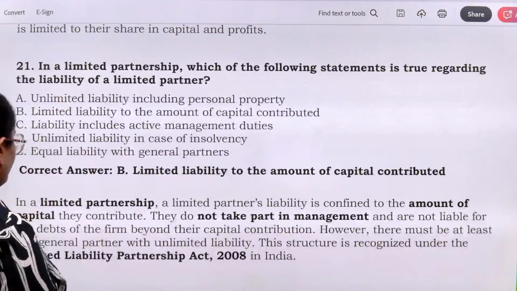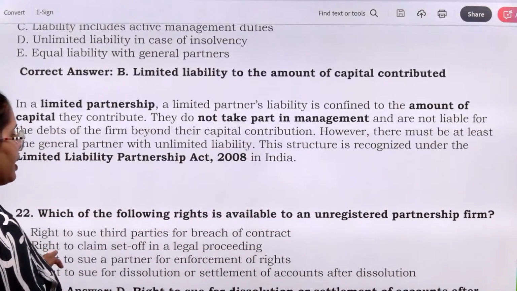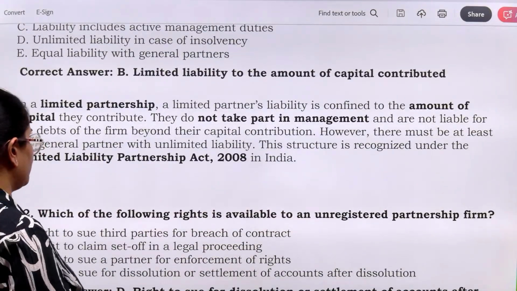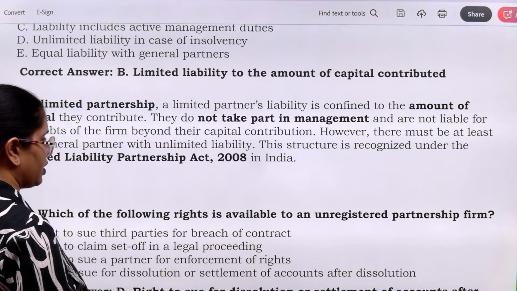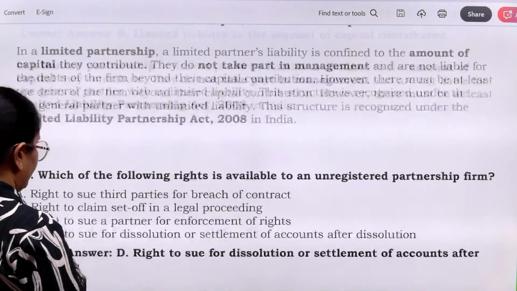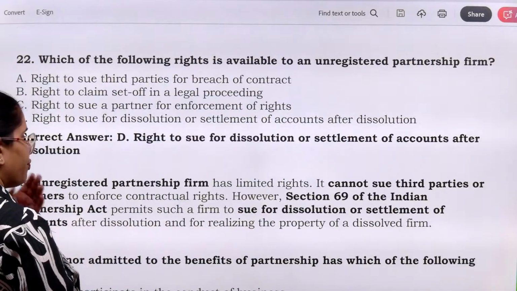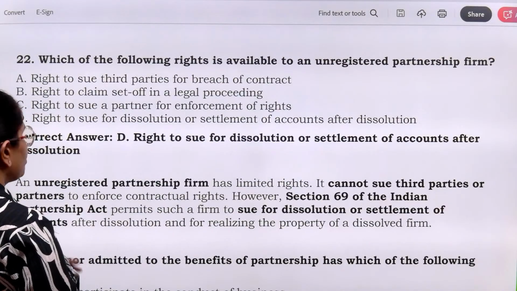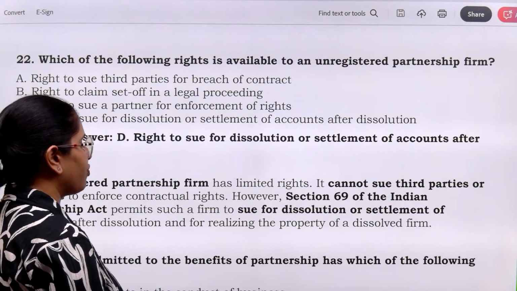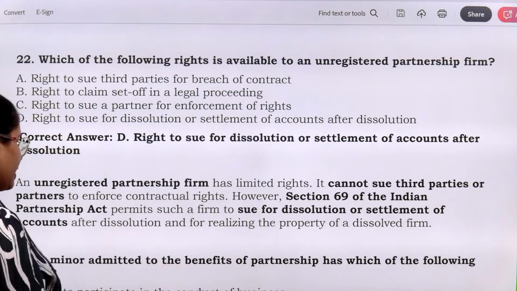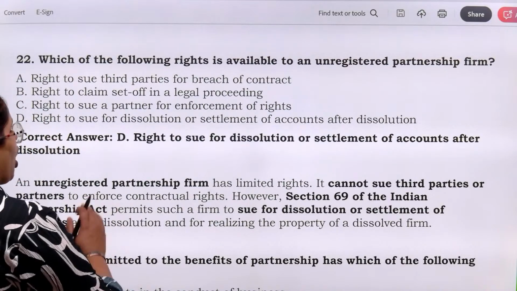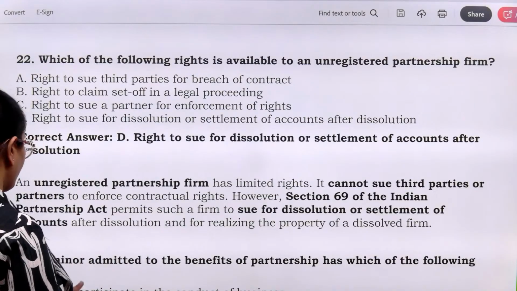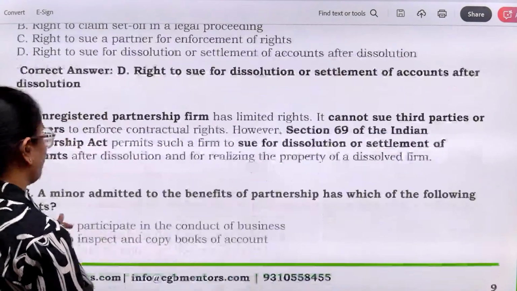contributed by you. Now, which of the following rights is available to an unregistered partnership firm? So, right to sue for the dissolution or settlement of accounts after dissolution. So, that is available. An unregistered partnership firm has got limited right. It cannot sue the third parties or partners to enforce the contractual rights, but still the Indian Partnership Act permits the firm to sue for the dissolution of accounts and for realizing the property. This can be done even if you are unregistered.